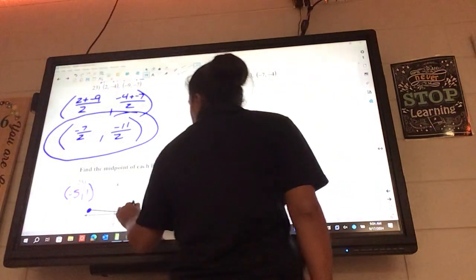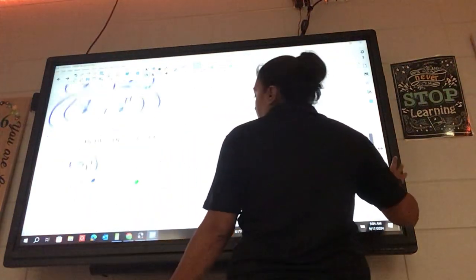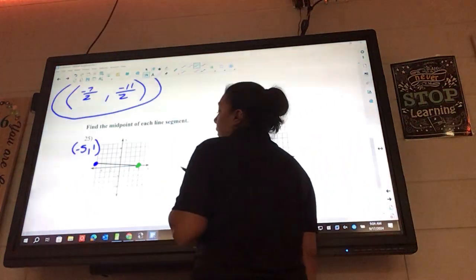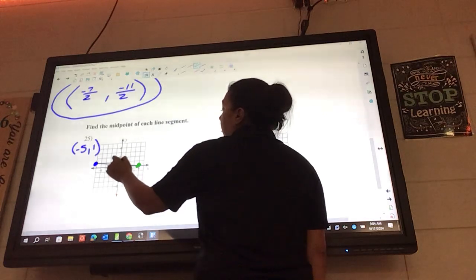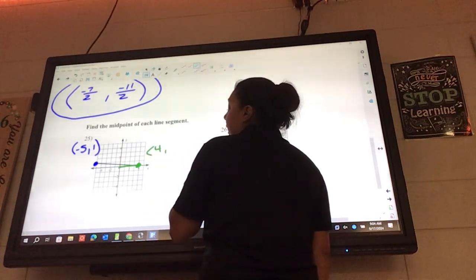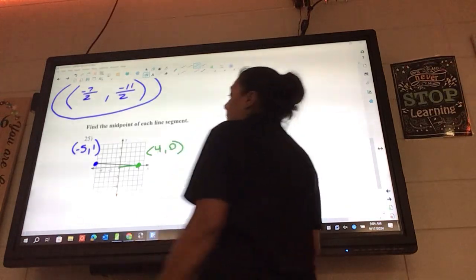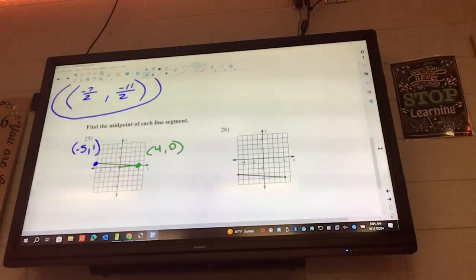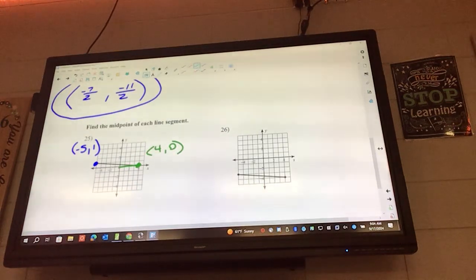If I'm trying to get to this dot, you can't say over. Right 4, and then up or down? Nowhere. So what is that? 0. Then you're going to do the exact same thing you just did. You're going to go ahead and label them and say x1 plus x2 over 2.